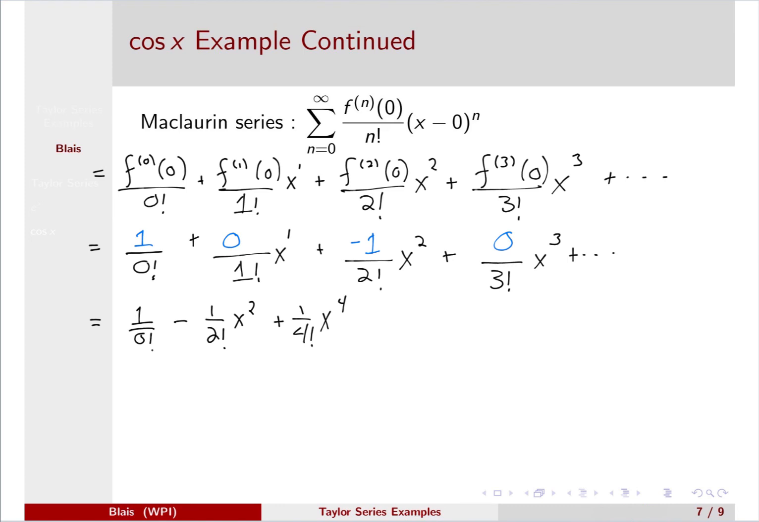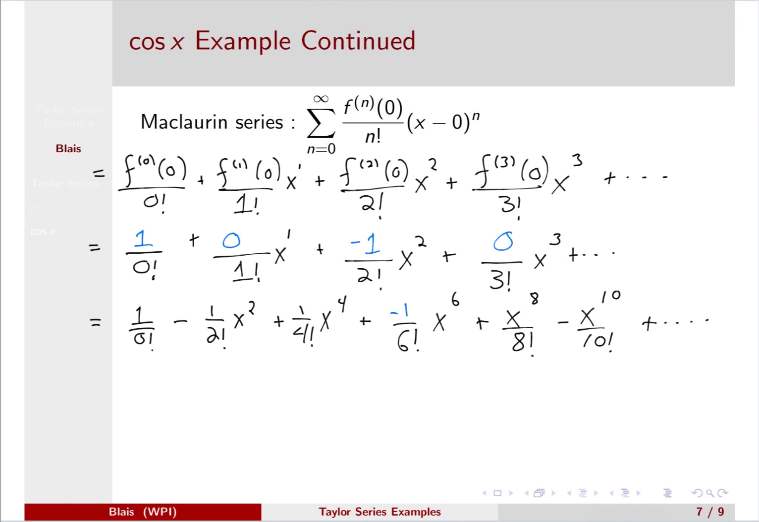The x to the 5th term will have a 0 as a coefficient. The x to the 6th term will have a minus 1. So we'll get plus negative 1 over 6 factorial x to the 6th. And you can start now to see the next one will have plus x to the 8th over 8 factorial minus x to the 10th over 10 factorial, so on and so forth.